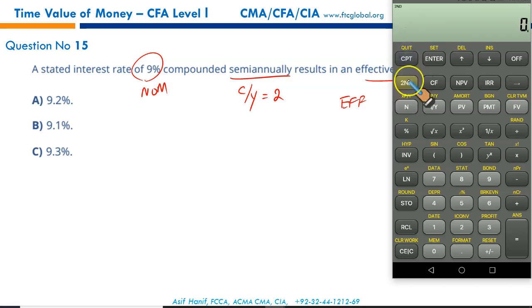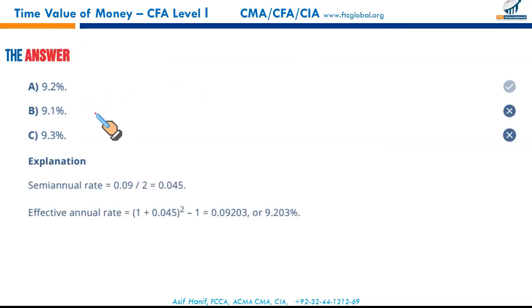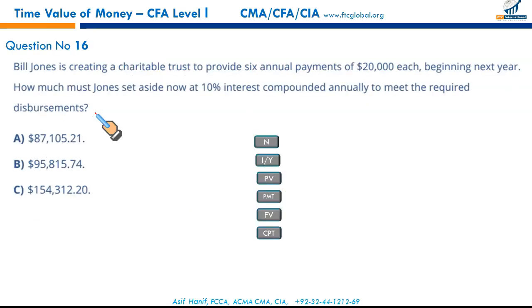Second, interest rate conversion. Nominal rate is 9%. Enter. Frequency of compounding is 2. Enter. Press CPT, and there you go. 9.2025, and that is A. Don't select 9.3 because rounding off will give you 9.20 only, so that makes A the correct option. And A it is. Next.